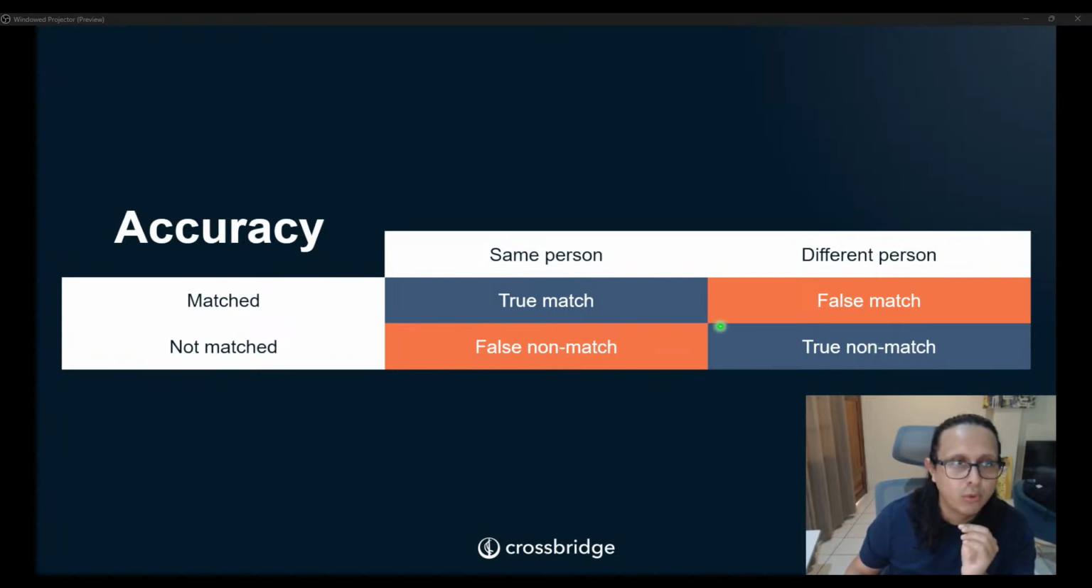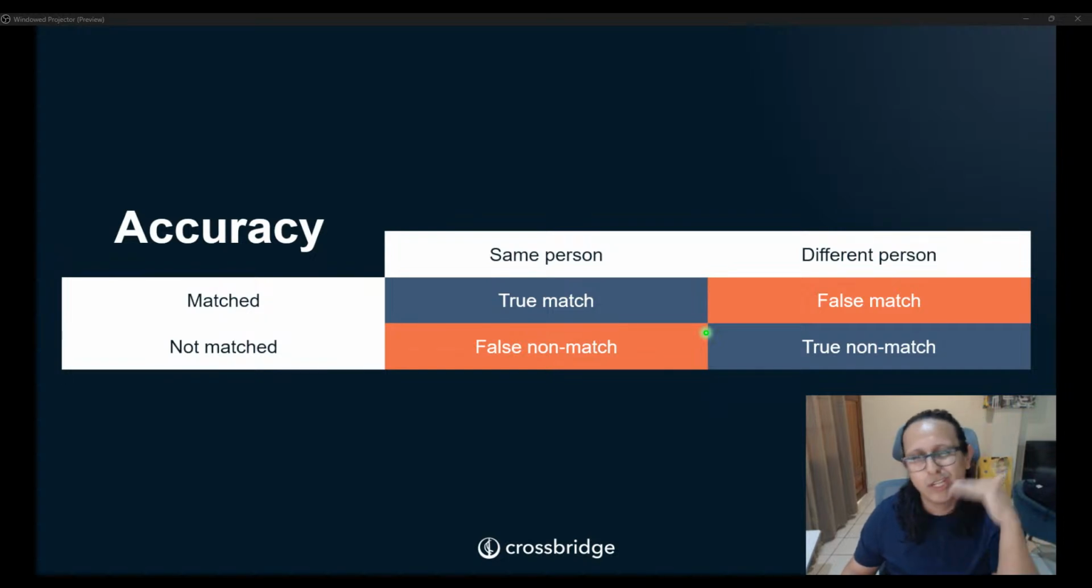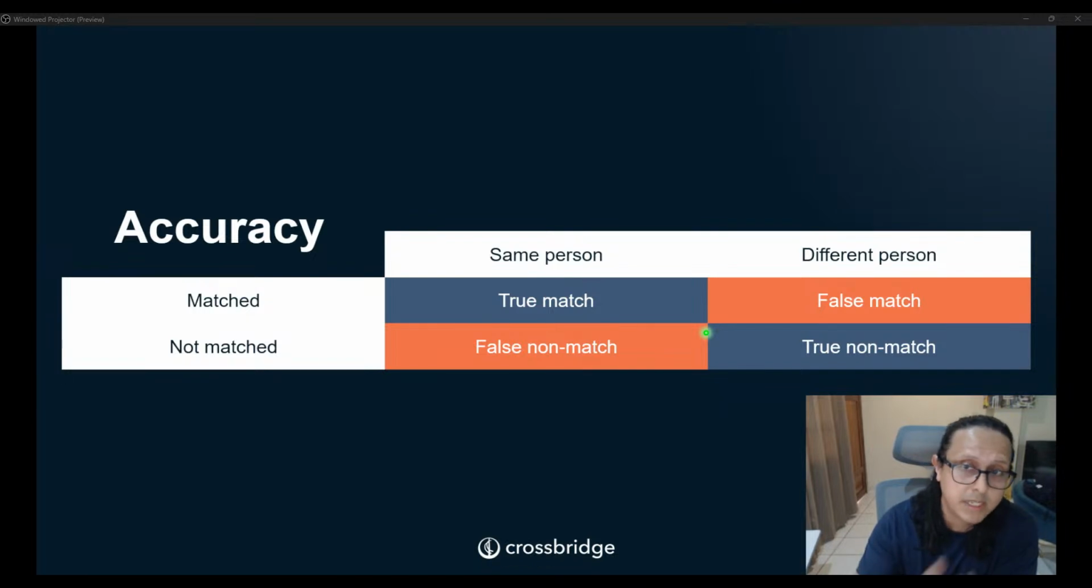So that's good. We're looking for the good. We're looking for the blue ones. We're not looking for the other ones. And the line between the blue ones and the orange ones is what we call threshold. And that number, you can adjust it to make your system safer.